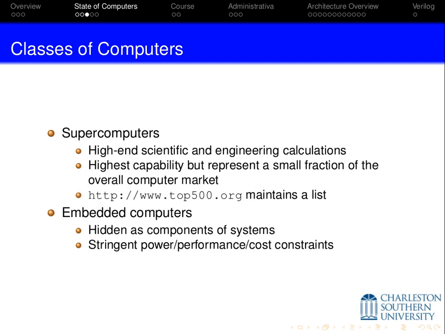All right, supercomputers. Actually, the book comes out with 4 classes. I usually stick with 3 because supercomputers are kind of merging with server machines. High-end scientific, very capable, but they represent only a very small fraction of the overall computer market. Have any of y'all ever looked at top500.org? Nope.